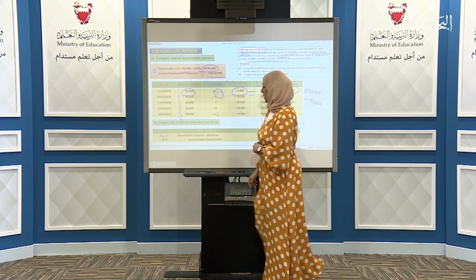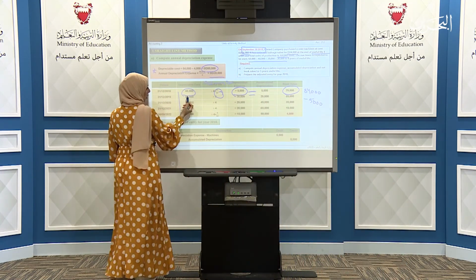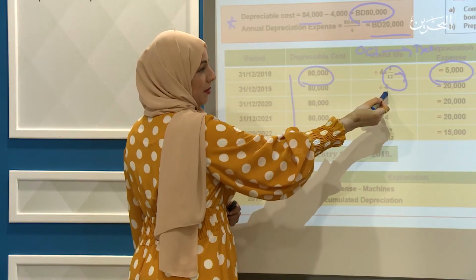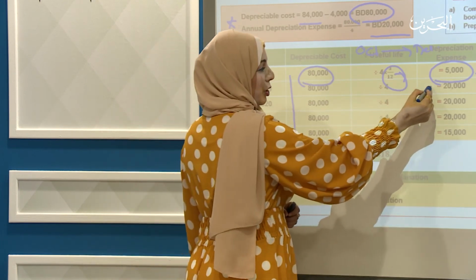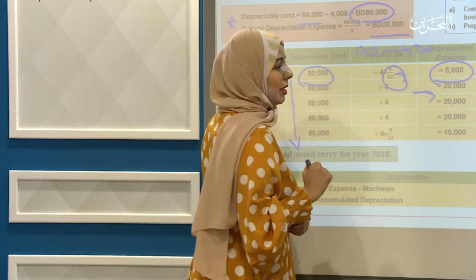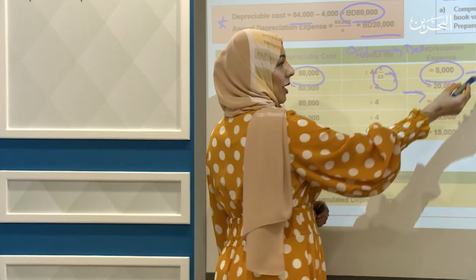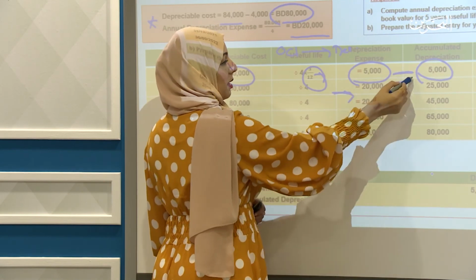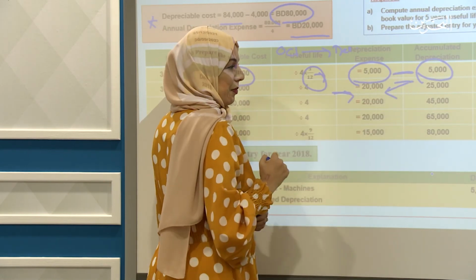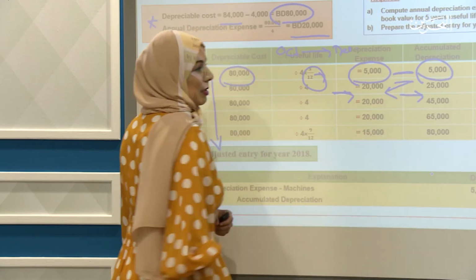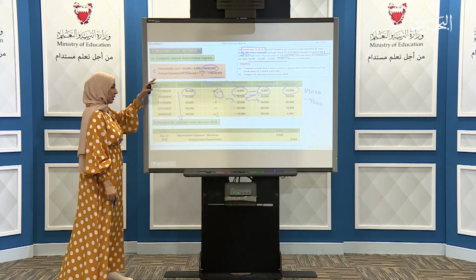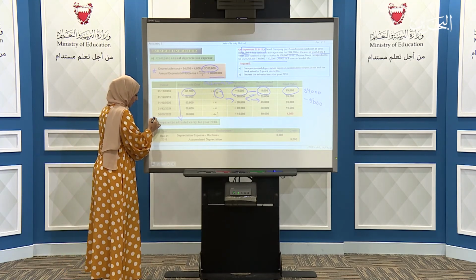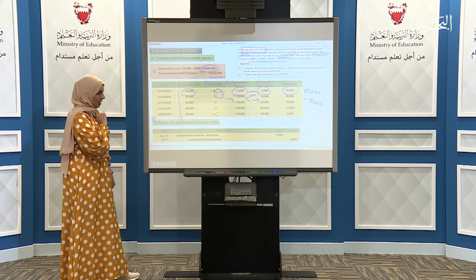Shifting to the next period, my dear student, I will take the depreciation cost and divide it by the useful life, and I will get the depreciation expense of 20,000. To find the accumulated depreciation, I will take the previous accumulated depreciation plus the depreciation of this year, and I will get the accumulated depreciation for this year. I will continue like that for the rest of the periods until I reach the last period.